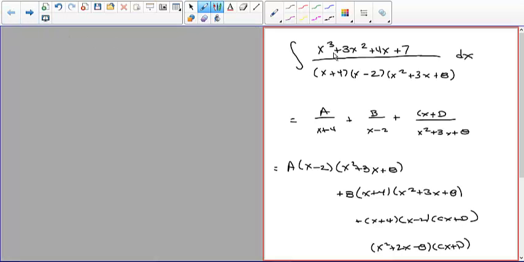So remember, you have to go back to the original and get the coefficients here, 1, 3, 4, and 7.